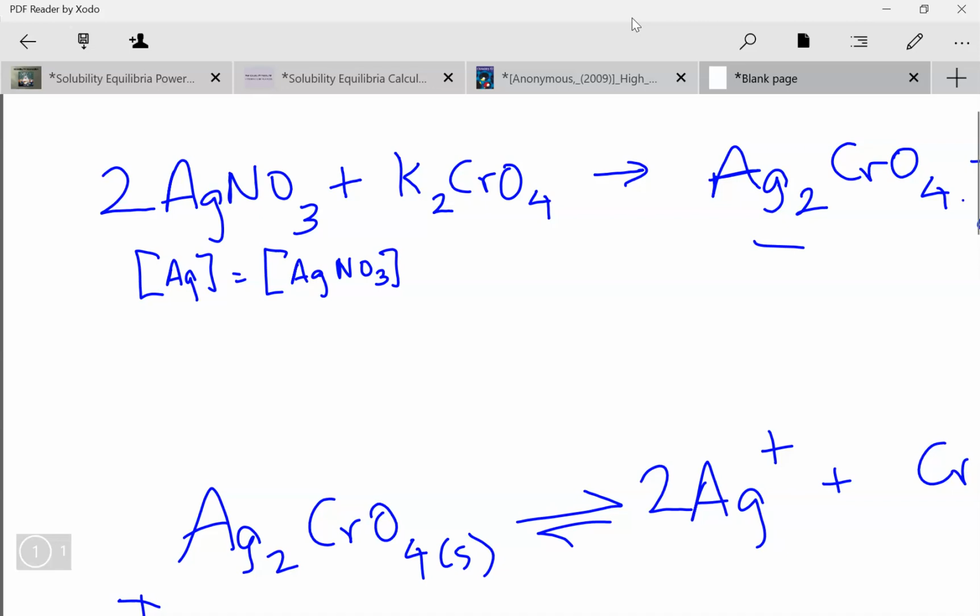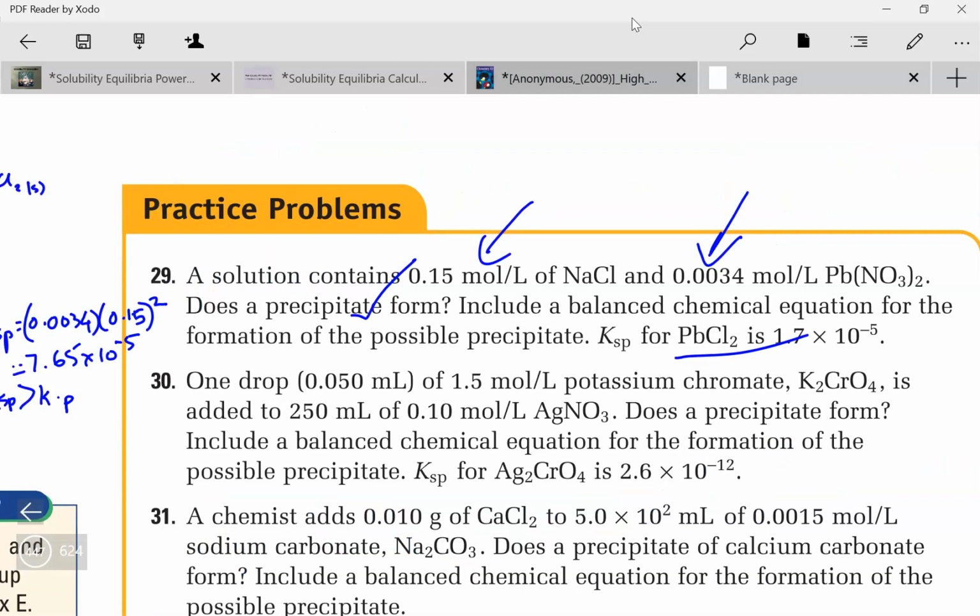Because again AgNO3 is dissociating into Ag plus and NO3 minus in a 1:1 ratio. 1:1 here, or 2:2. You get the idea. The same ratio, so the concentrations are the same, and my volume of AgNO3 was 250 milliliters, 0.1 moles per liter AgNO3.